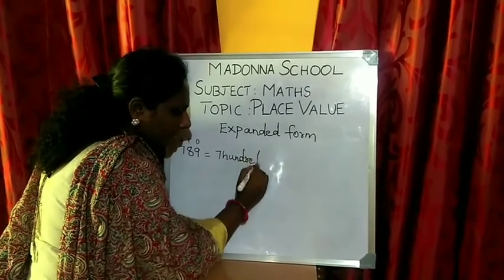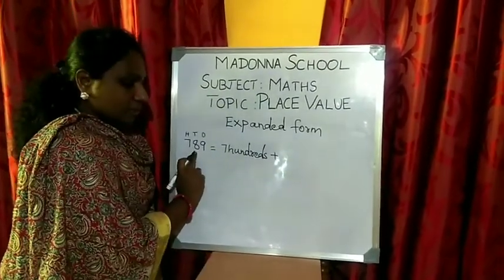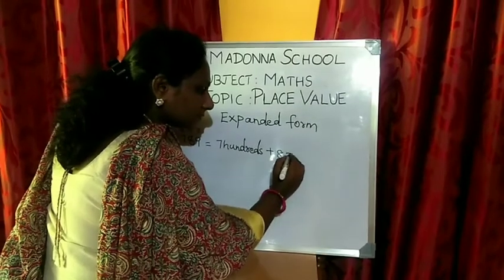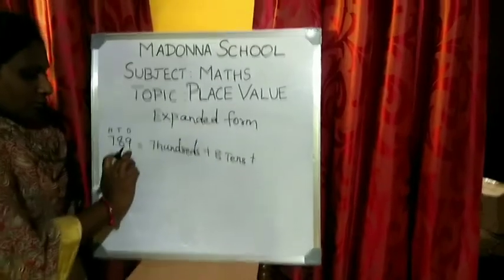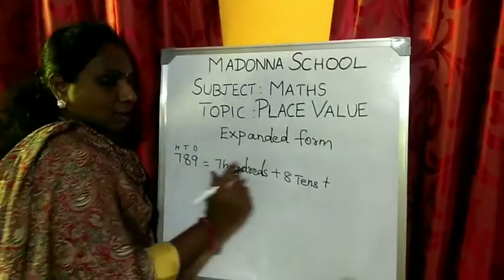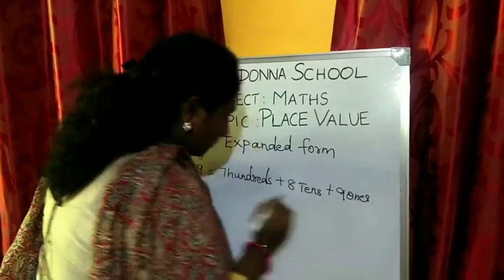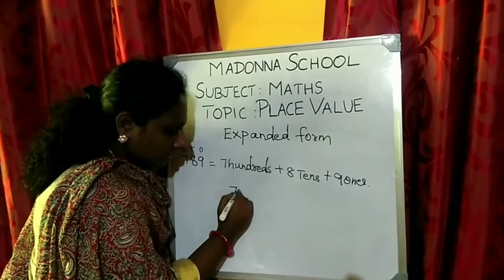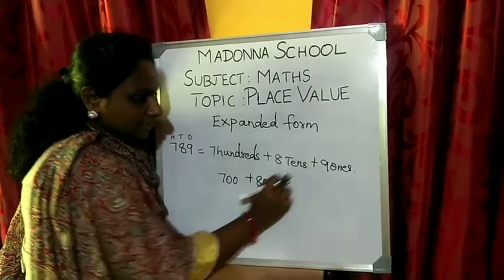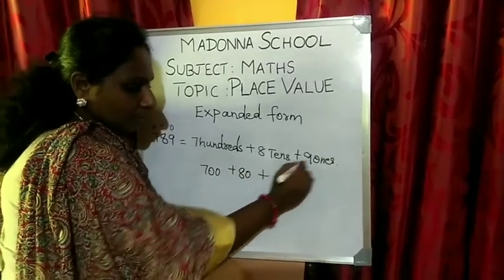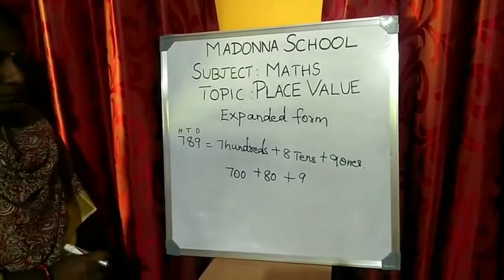It is 7 hundreds plus, what is in tens place? 8. So 8 tens plus, what is the number in ones place? 9. So 9 ones. Okay. So how to write in number? See, 700 plus 8 tens. 8 tens is 80, plus 9 ones is 9, you should write. So this is the expanded form.